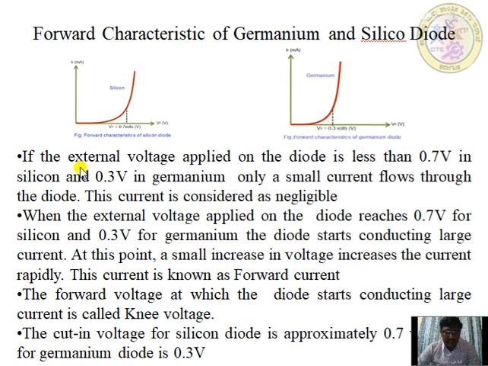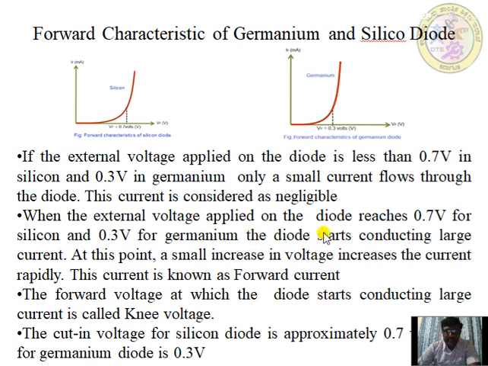Okay, if the external voltage applied on the diode is less than 0.7 volts in silicon and 0.3 volts in germanium, only a small current flows through the diode. This current is considered negligible. It means if the external voltage applied is less than 0.7, a small flow of current will be there. So at this point only we will be considering it, and the remaining bits are just neglected.